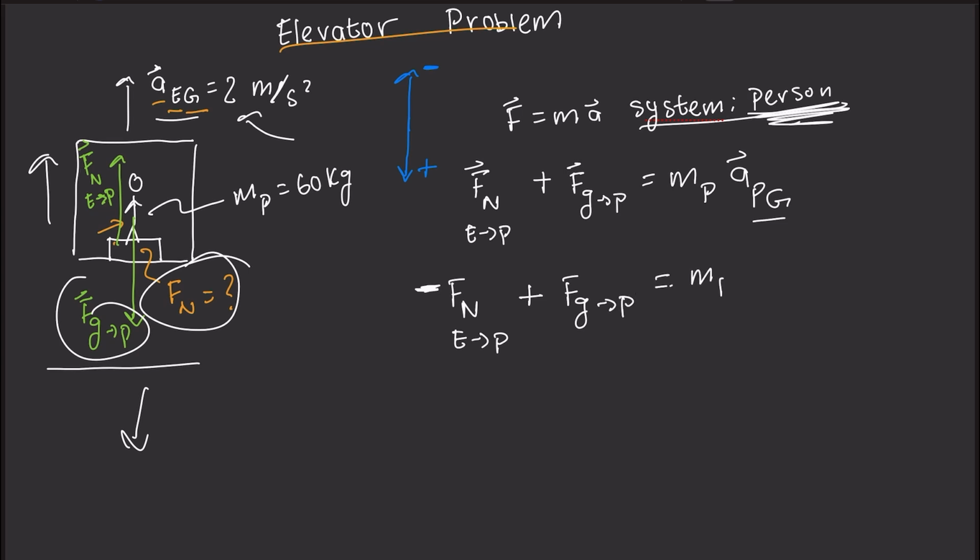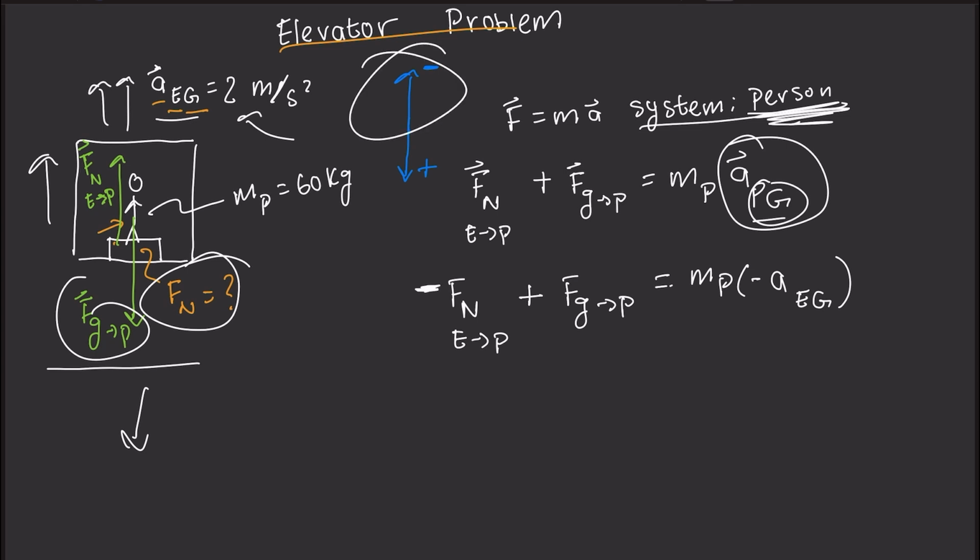mass of the person. Okay, this is where you can mess up. This is an acceleration vector, and we have to convert it to a scalar. So you can't just write acceleration of the person relative to the ground. You need to write the sign as well. We discussed that it has to be the same as the acceleration of the elevator relative to the ground. Well, it's going up, and up is negative. So we write negative.